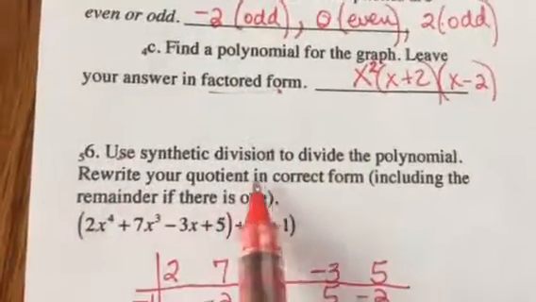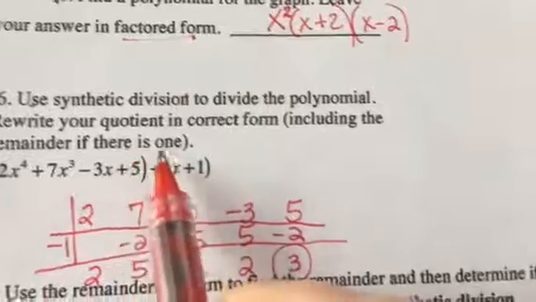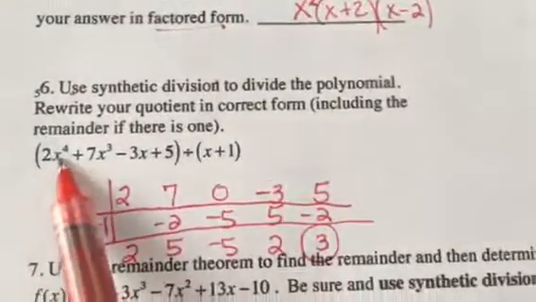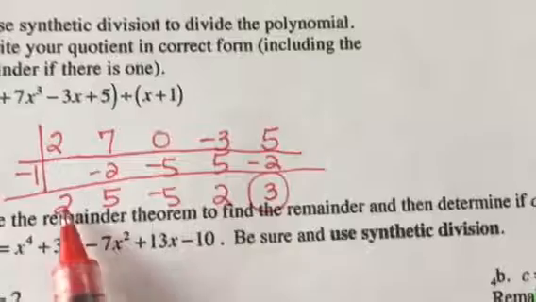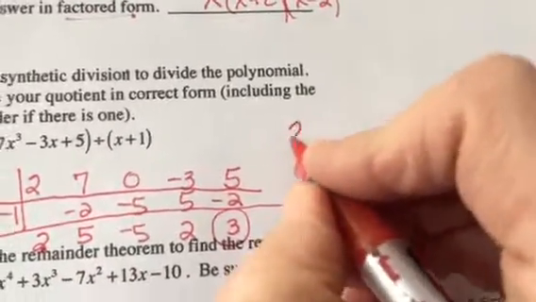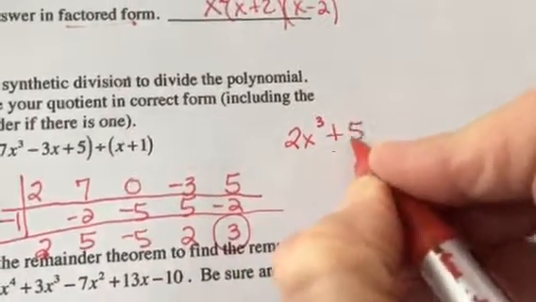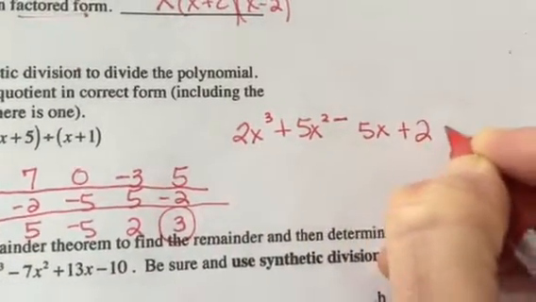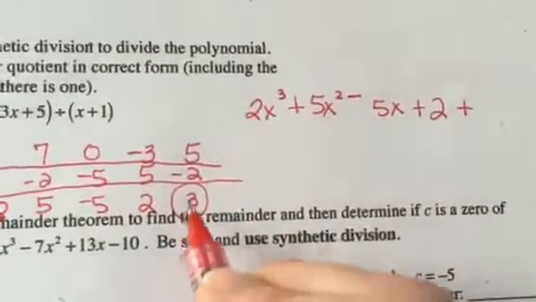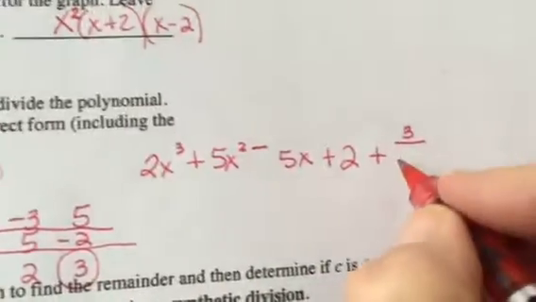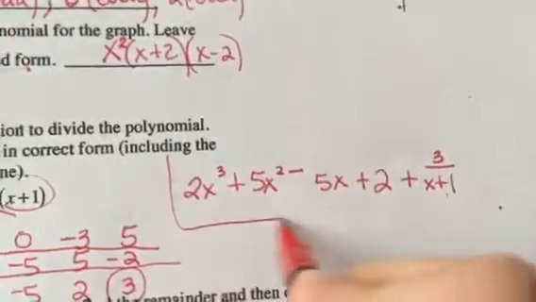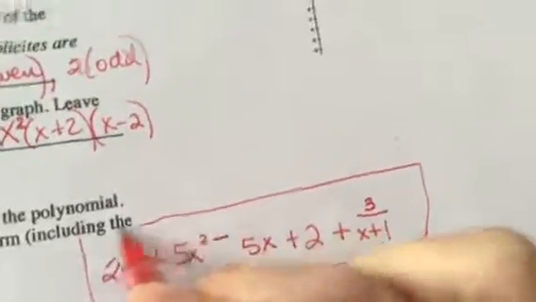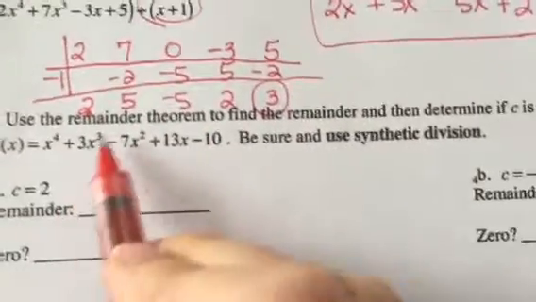Now look what it says. Rewrite your quotient in correct form, including the remainder if there is one. So here's what I'm looking for. If this is x to the 4th, then this first term will be x to the 3rd. So you should have written 2x to the 3rd plus 5x squared minus 5x plus 2. And the way you write your remainder is 3 over whatever your divisor was, x plus 1. That's the way you had to write it to get full credit. Now use the remainder theorem.